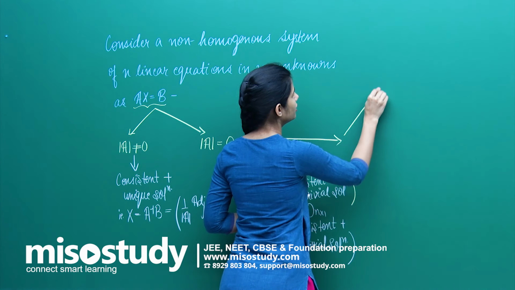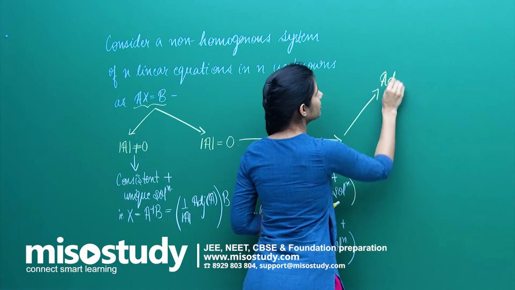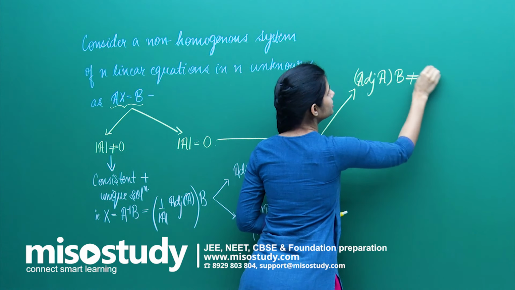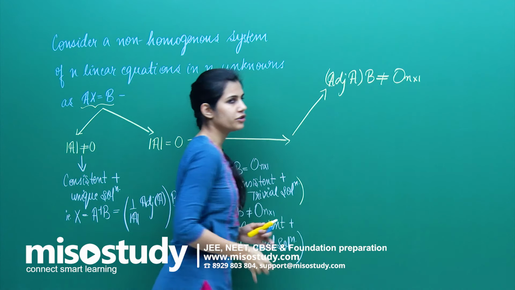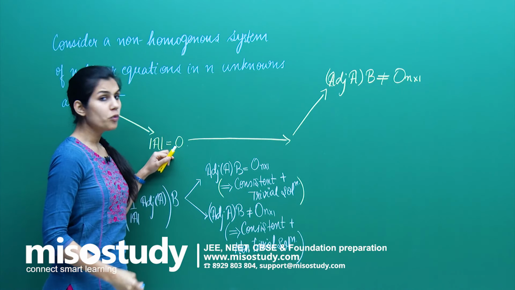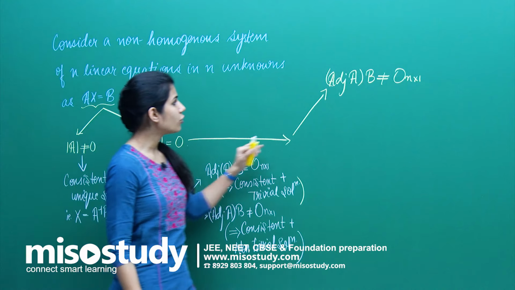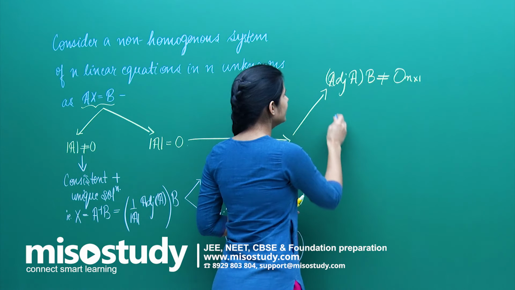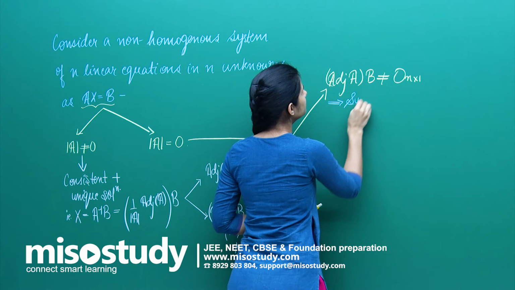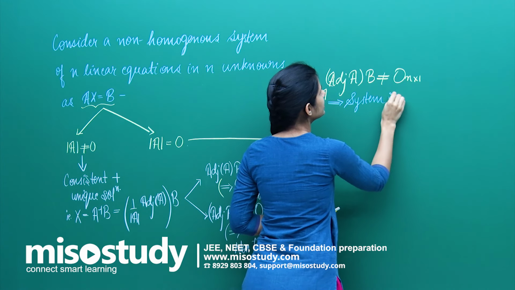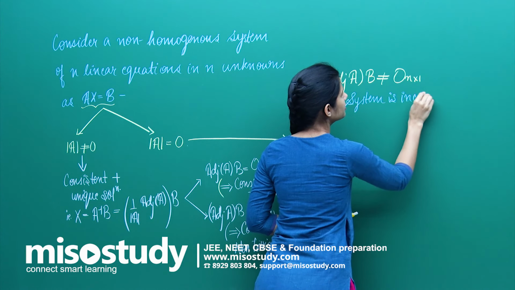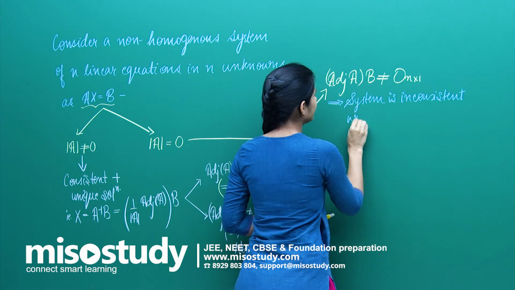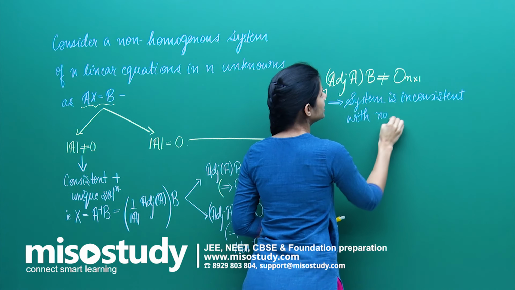One case is that adjoint of A into B is not equal to null matrix of order n cross 1. If along with the determinant of A being equal to 0, adjoint of A into B is not equal to null matrix of order n cross 1, this implies the system is inconsistent, that means there is no solution.